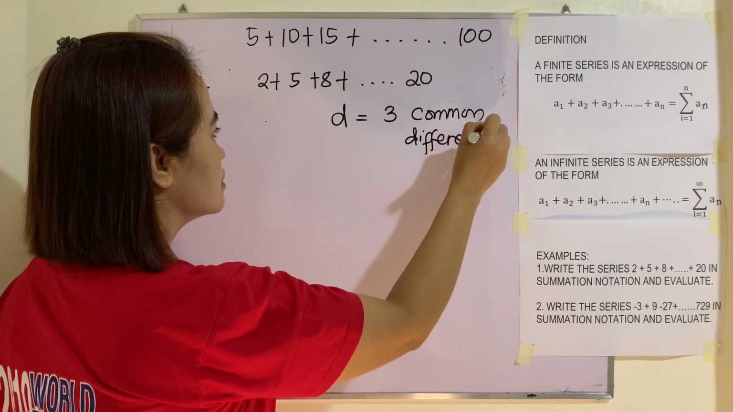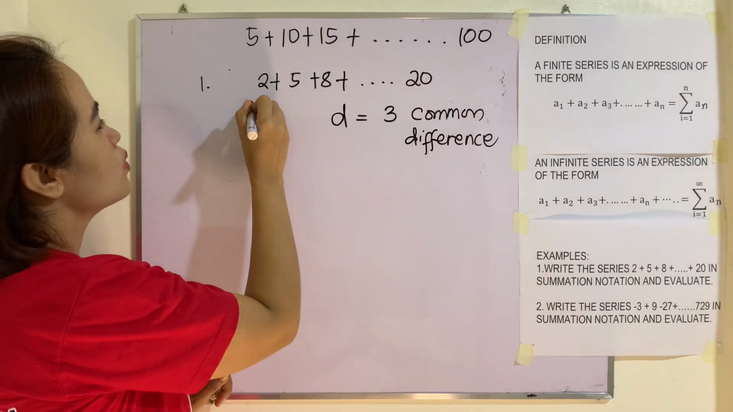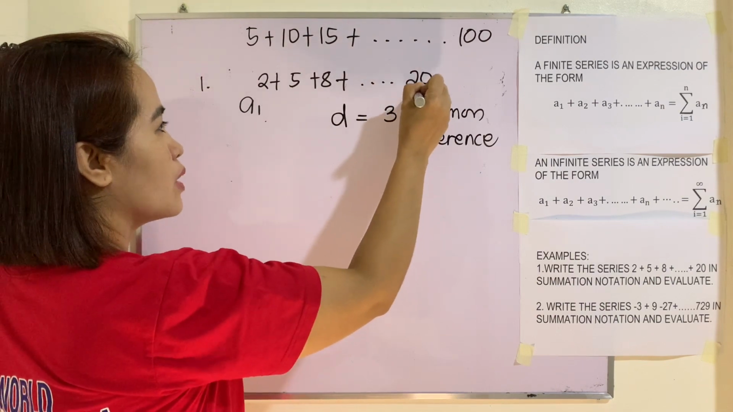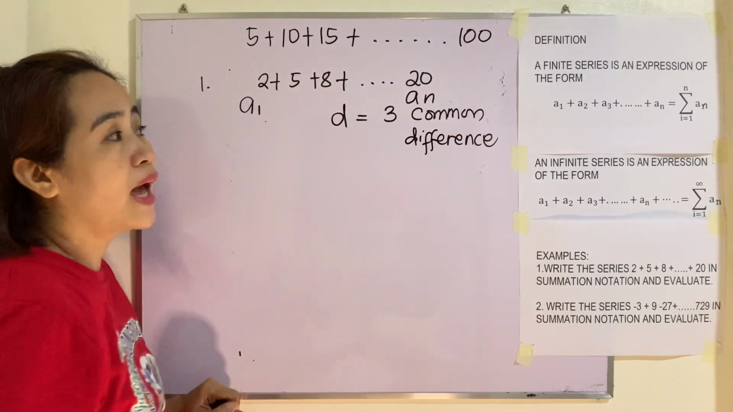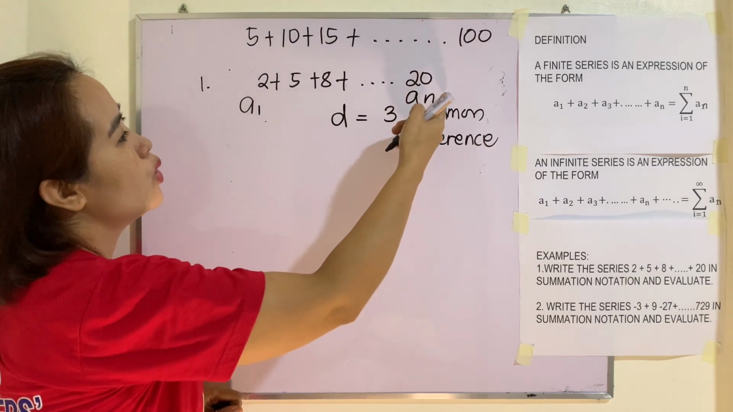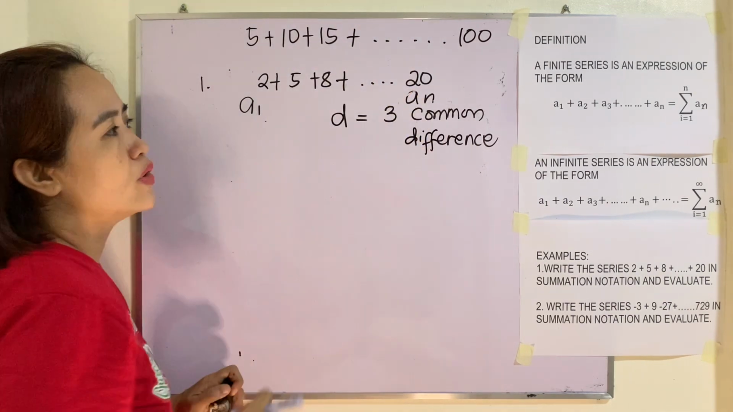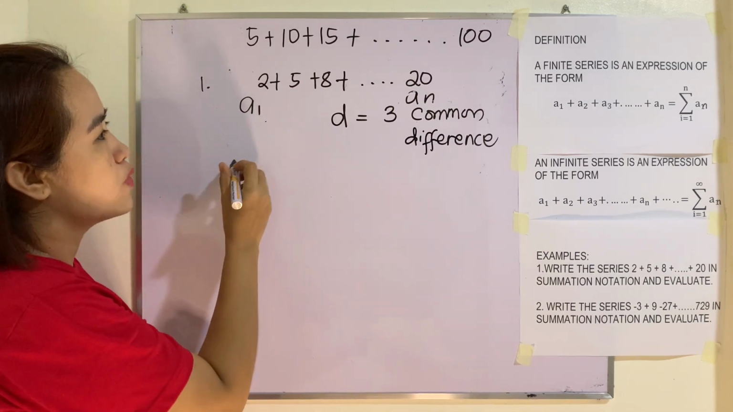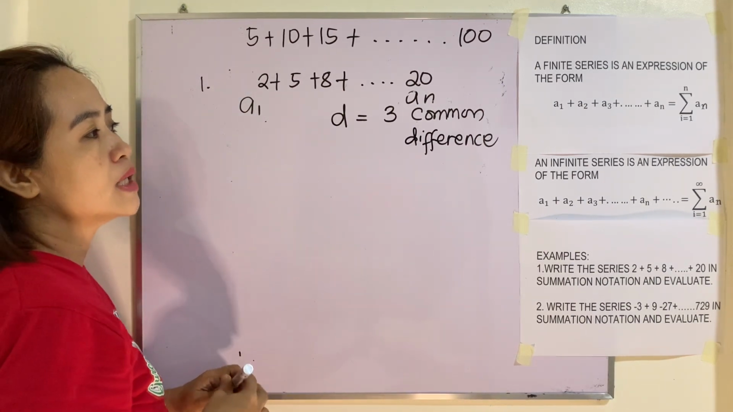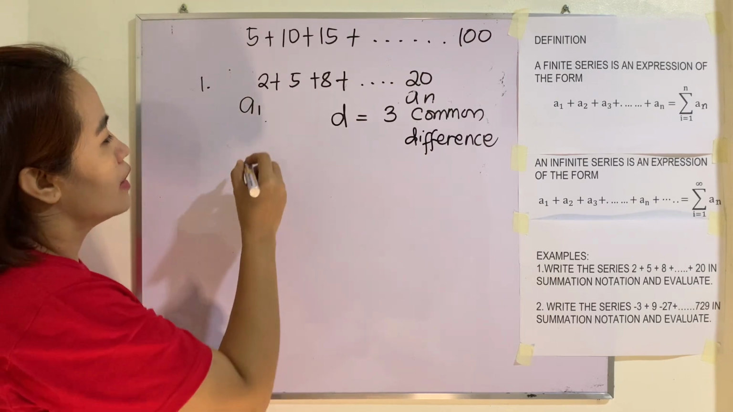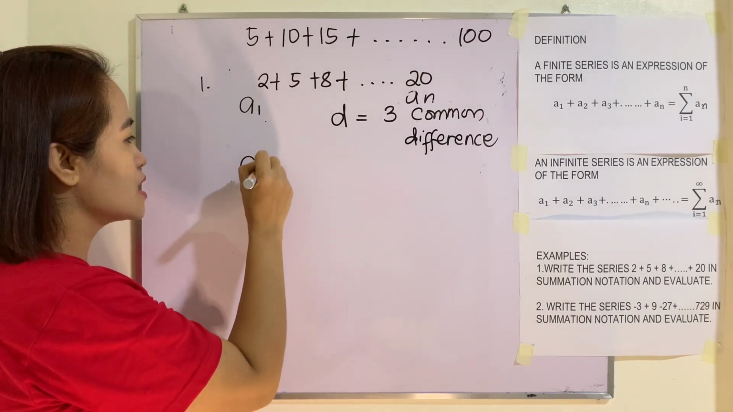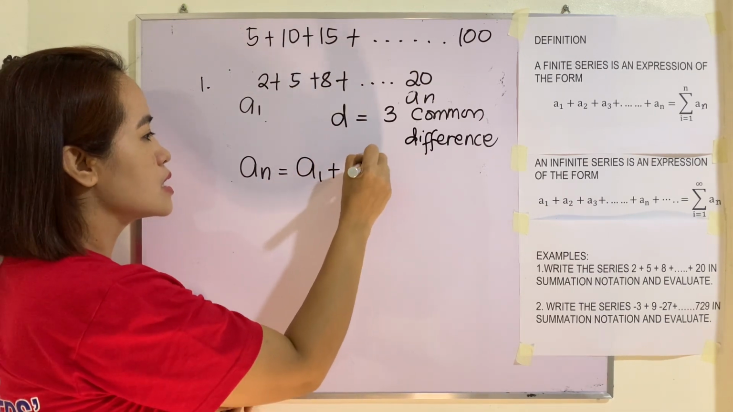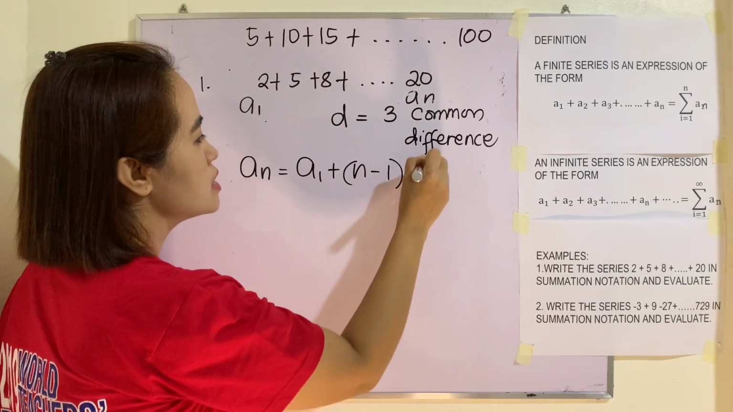Now, we know that this one is our a sub 1, the first term, and this one is our a sub n, the nth term. We do not know the order of this term, 20. So we will be using, of course, the formula for an arithmetic sequence. And that is a sub n equals a sub 1 plus n minus 1 times d.